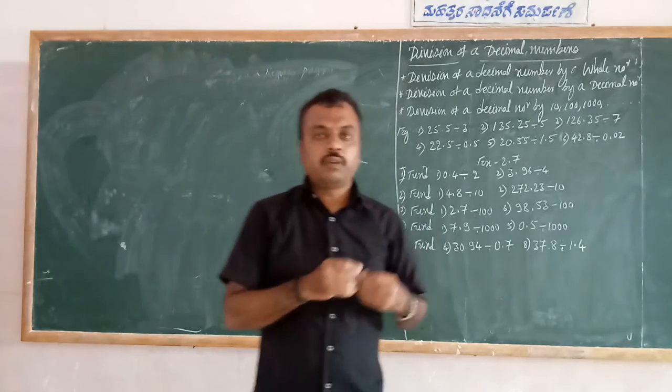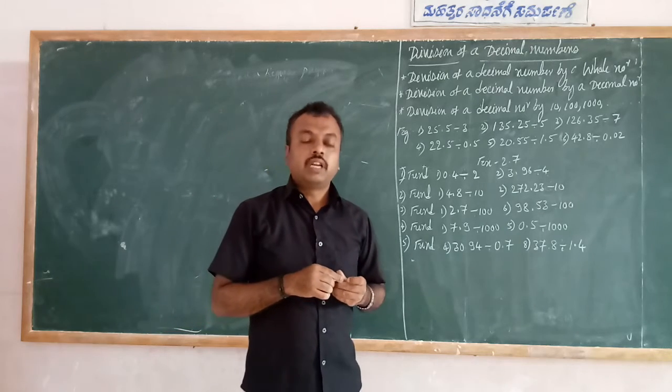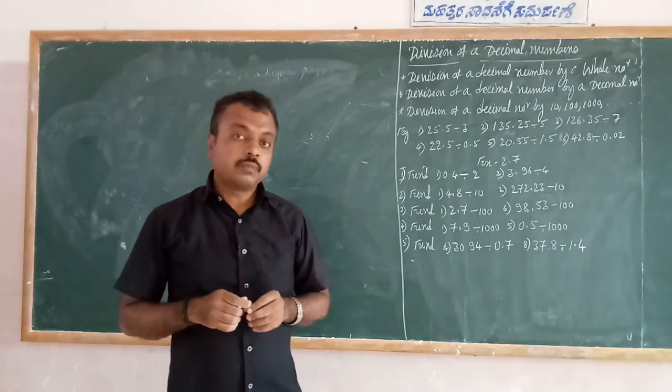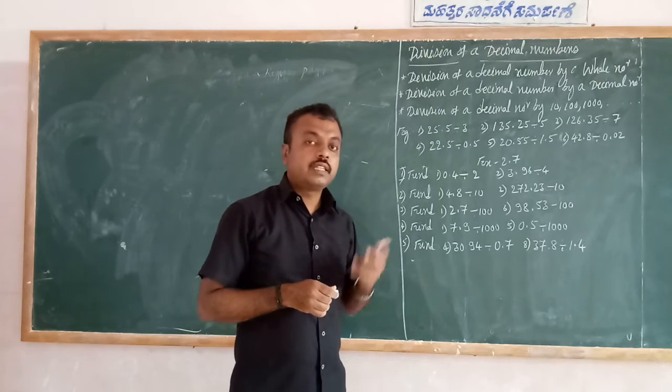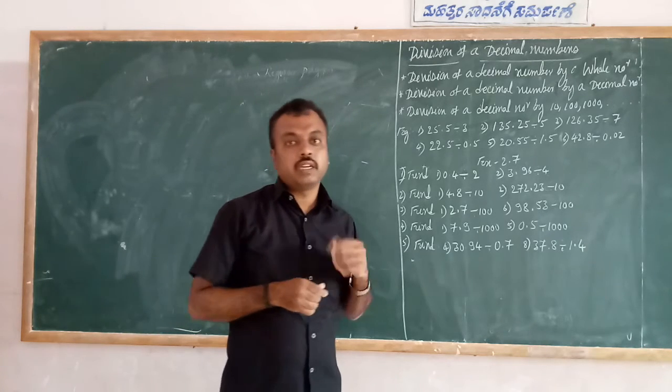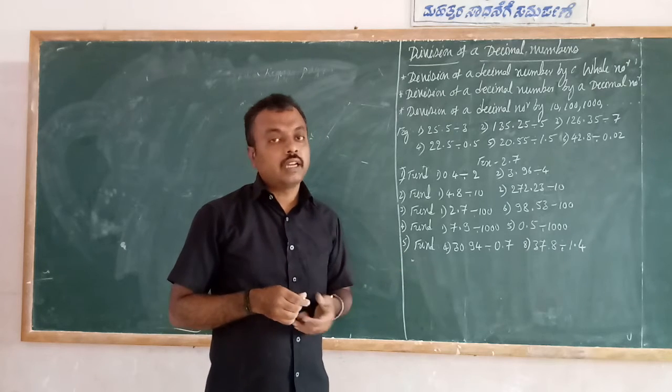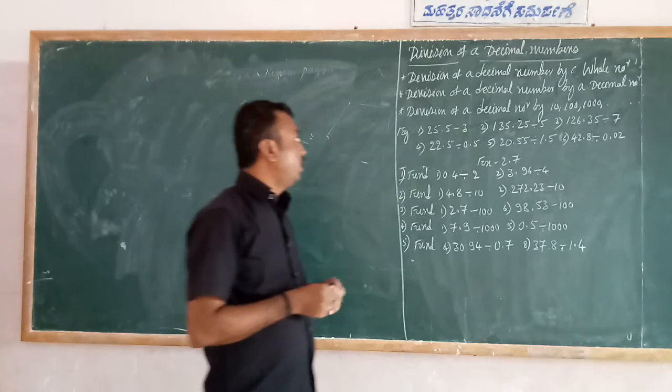Dear students, in the previous classes we have discussed the multiplications of decimal numbers. So today we are going to discuss the divisions of decimal numbers: how to divide a decimal number by a whole number, a decimal number by a decimal number, and a decimal number by 10, 100, 1000 and so on. So let's find out about these divisions.